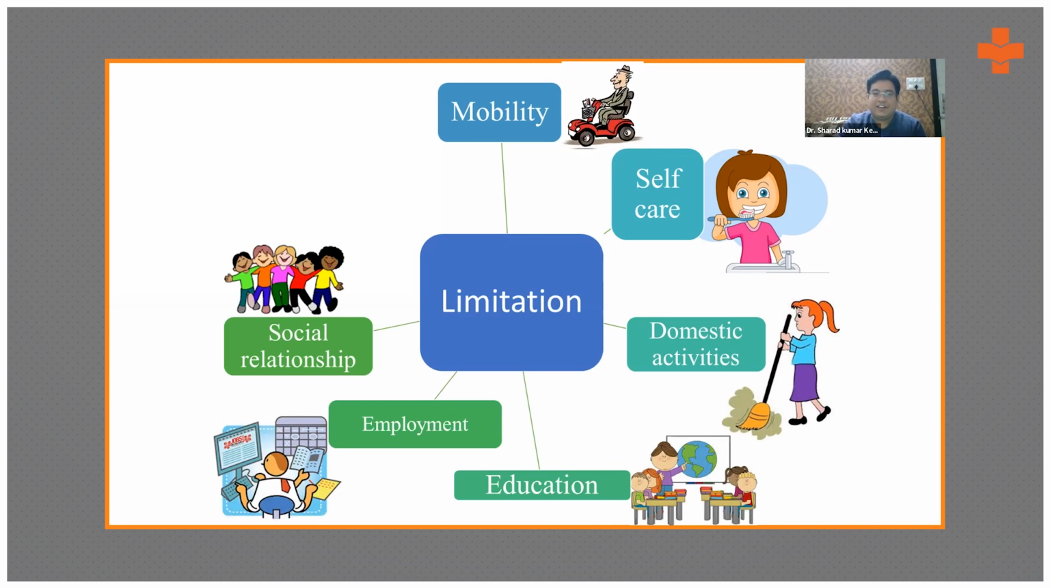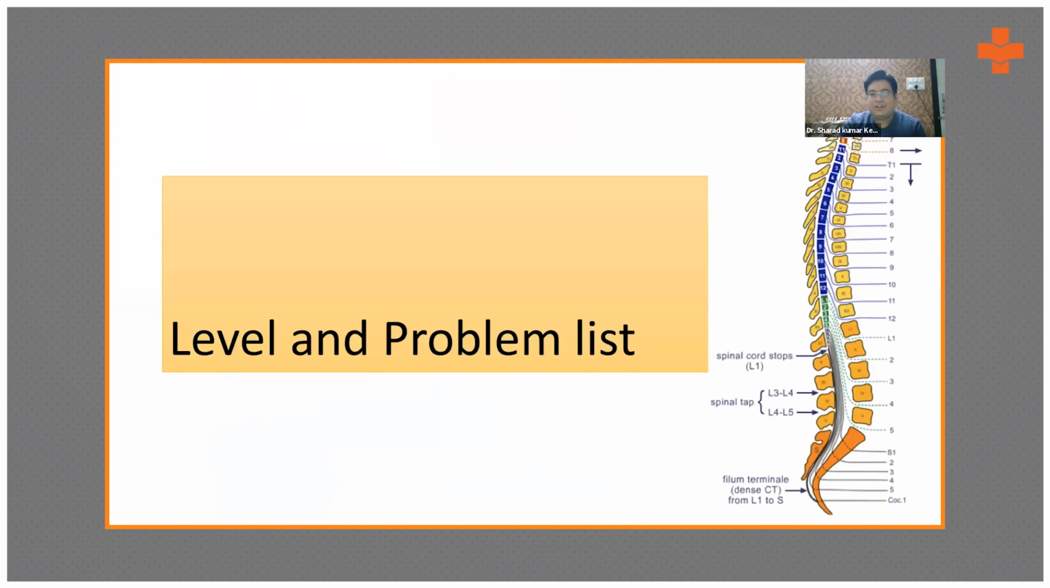Then you have social relationships. The bonding decreases between the husband and the wife. The leisure activities, the hobbies, and all these are affected. So based on the spinal cord injury segment, there is a different problem list. Suppose the sacrum is involved, something different will happen. If the cervical is involved, something else will happen. We'll talk about this now.